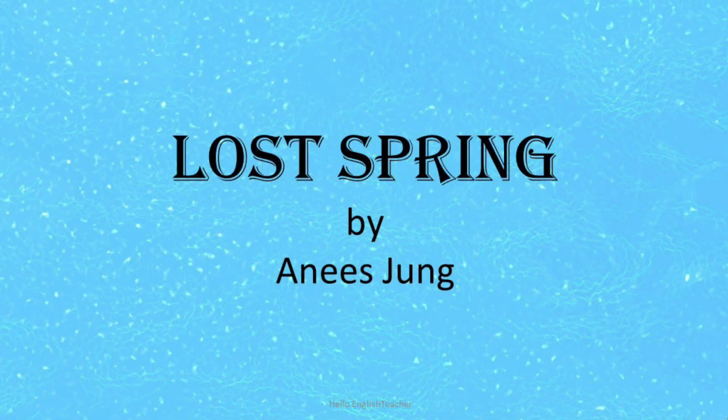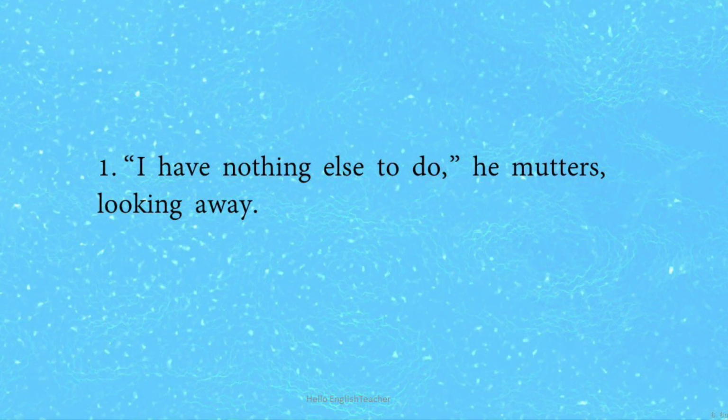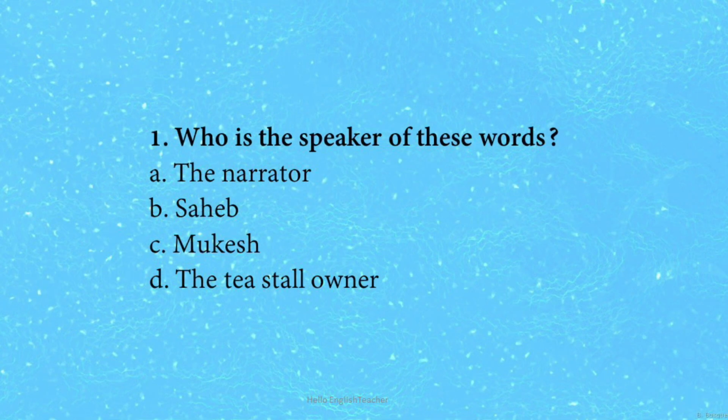So, Lost Spring is written by Anees Jung. So, let us look at the extracts. Extract number 1. "I have nothing else to do," he mutters, looking away. So, let us look at the questions from this extract. Question number 1. Who is the speaker of these words? The narrator, Saheb, Mukesh or the tea stall owner? So, we know that it is Saheb who is saying these words.